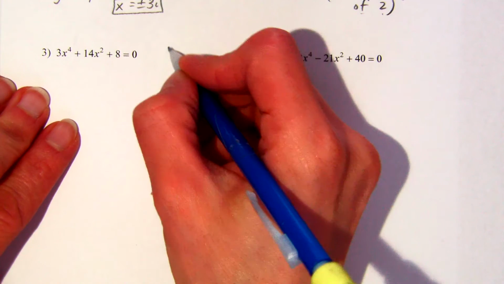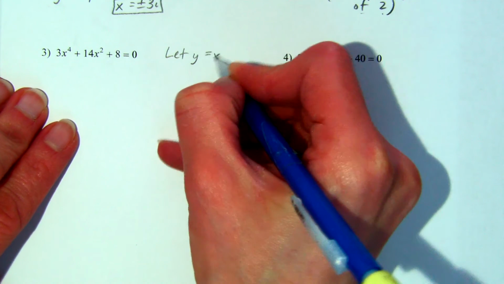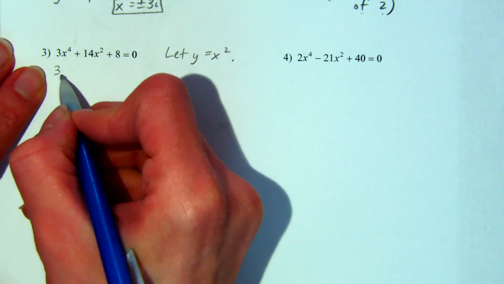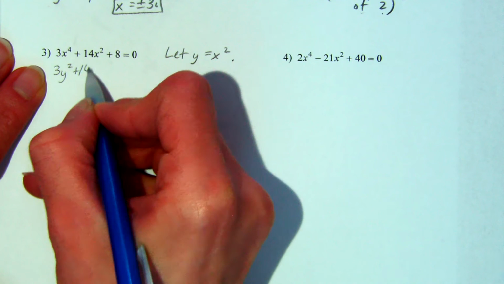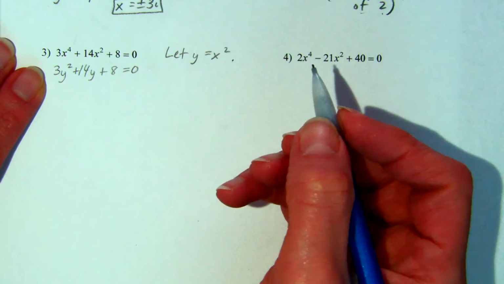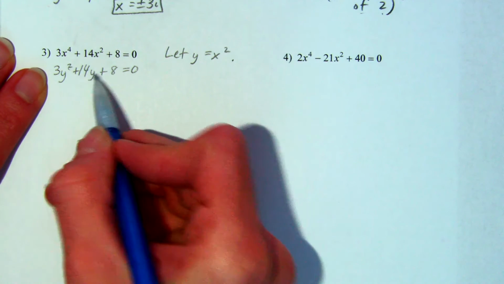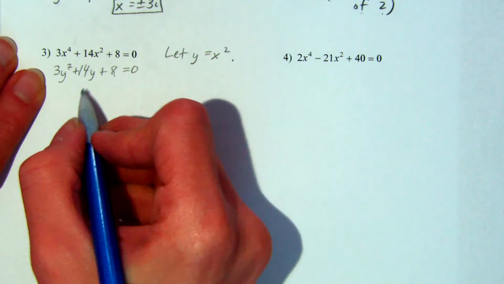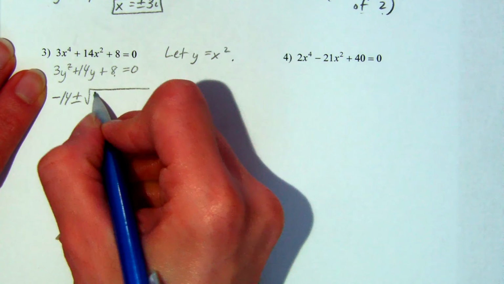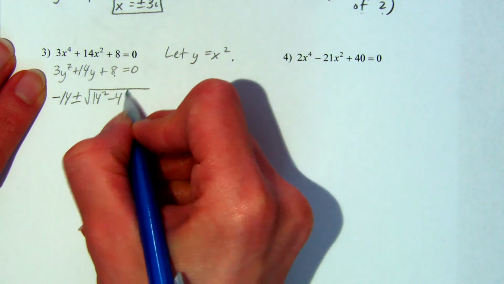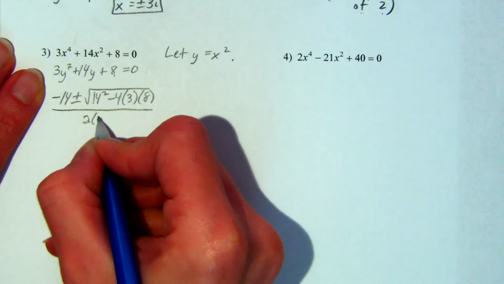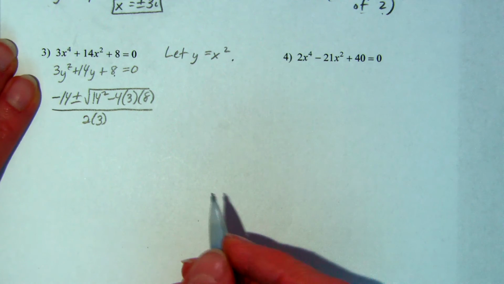On the next one, we are again going to let y equal x squared. If you don't like y, you can use whatever letter you want. So we'll have 3y squared plus 14y plus 8 equals 0. Now we've changed it into a quadratic, and we can use the quadratic formula. So negative 14 plus or minus the square root of 14 squared minus 4 times 3 times 8, all over 2 times 3. So just putting it into the quadratic formula.